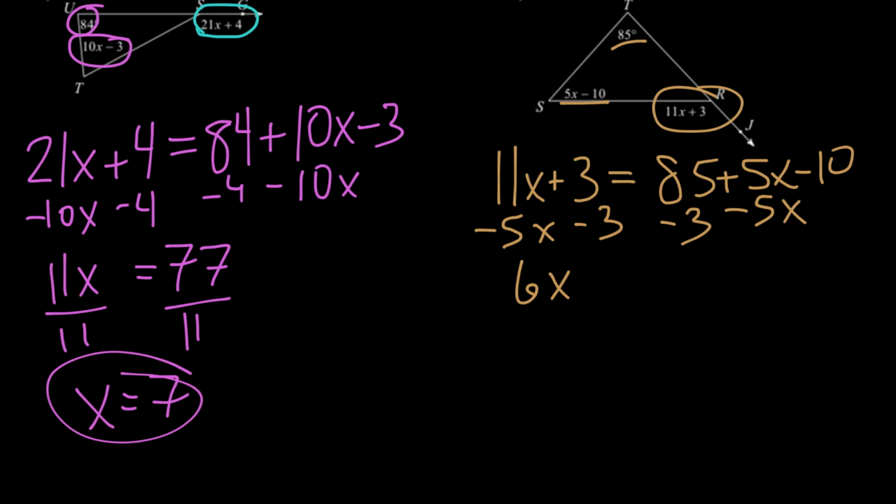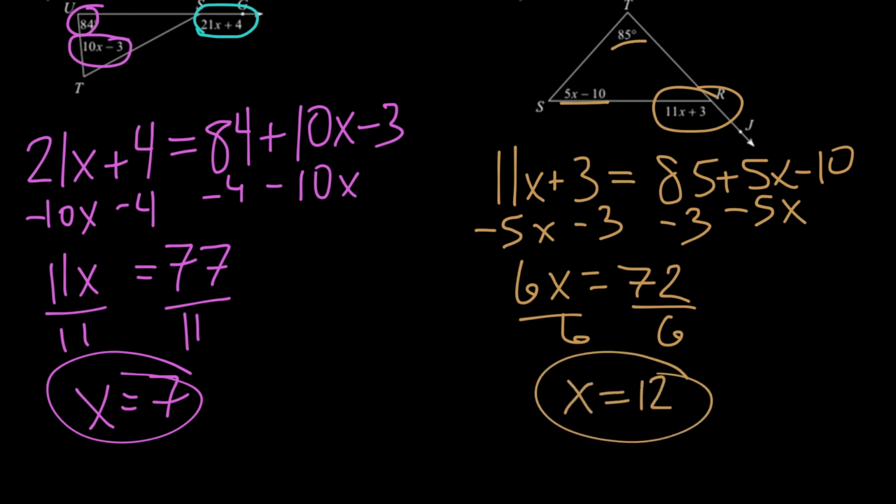So 85 minus 10 is 75, minus 3 is 72. Last step is to undo that times 6 by dividing 6 on both sides, so x is going to equal 12 for this problem.